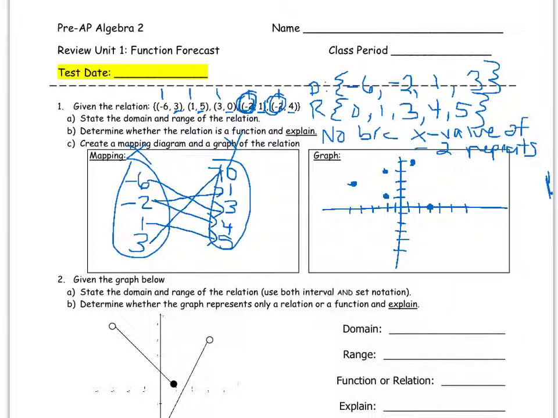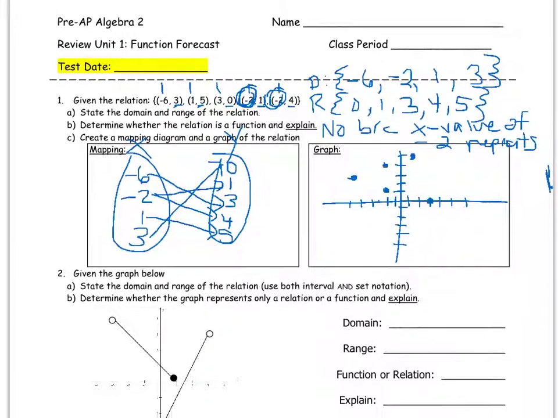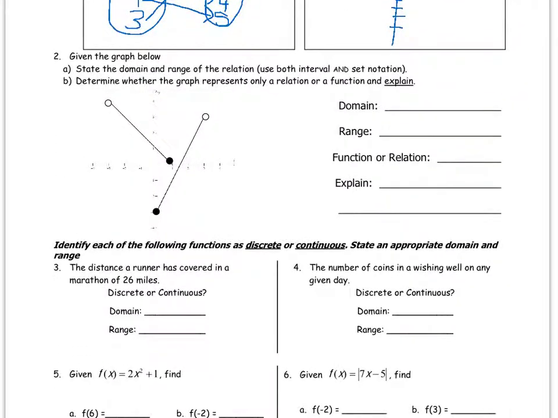So again, you see that vertical line, a vertical line right here would intersect twice, still confirming it is not a function. So now we're going to move to problem number 2, which we worked on in class, but I'll still go through it again here.